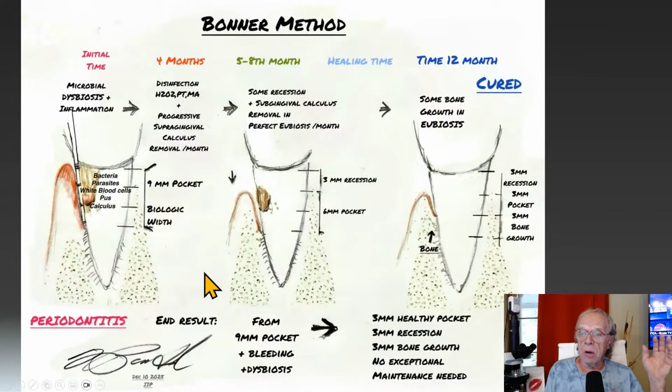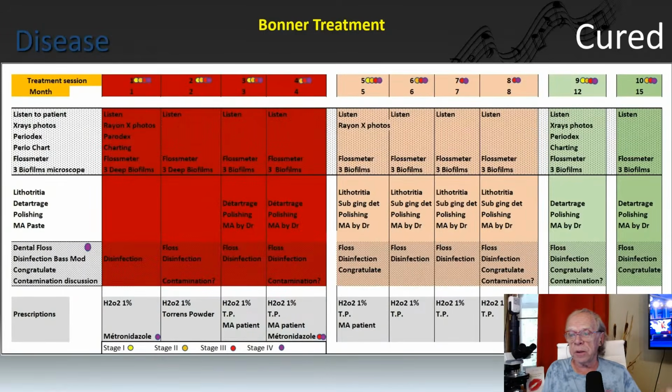So we close all pockets up to 9 millimeter, 10 millimeter pocket. We go back to 3 millimeter after 1 year. So this is cure. If you are cured, this means no pocket, no bone loss, no pathogen microbe, then no more periodontal disease is possible.